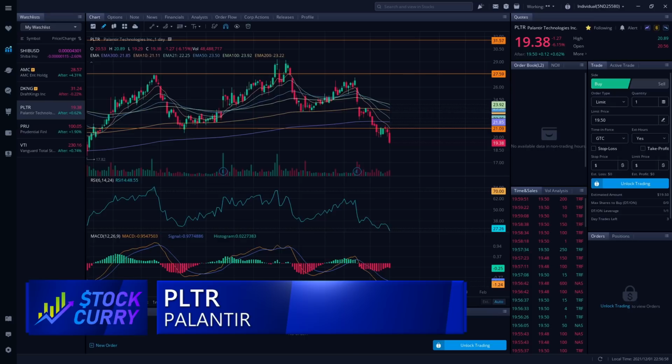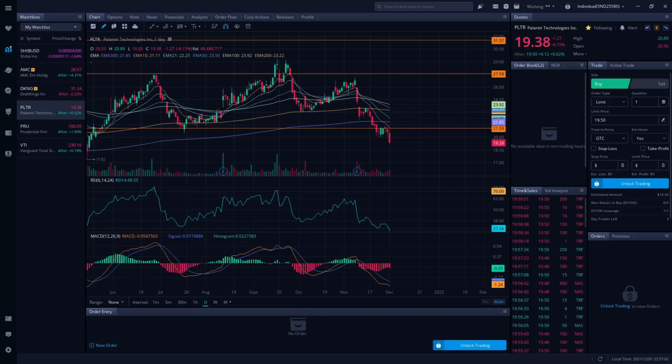And next up is PLTR. This is Palantir, and they're a data analytics company. Chris Sain said he bought more PLTR on Wednesday.